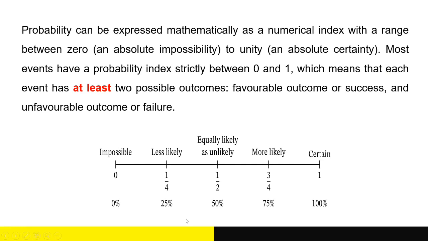Probability can be expressed mathematically as a numerical index with a range between 0, absolute impossibility, and unity, absolute certainty. Most events have a probability index strictly between 0 and 1, which means that each event has at least two possible outcomes: the favorable outcome or success, and the unfavorable outcome or failure.